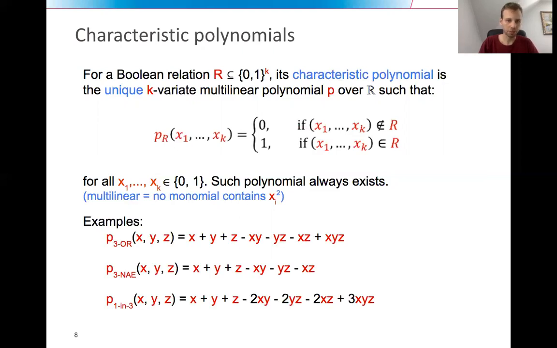For example, we can see characteristic polynomials for the relations 3-OR, not-all-equal, and 1-in-3. And we can see that for 3-OR the polynomial evaluates to 0 only when all the arguments are 0. The not-all-equal polynomial is similar, but it should also evaluate to 0 when all the arguments are 1, so we shave off this last term. And what is interesting, this second polynomial has a lower degree, and it indicates that it should be simpler from the perspective of compression.